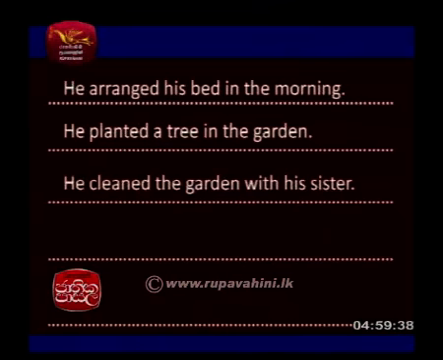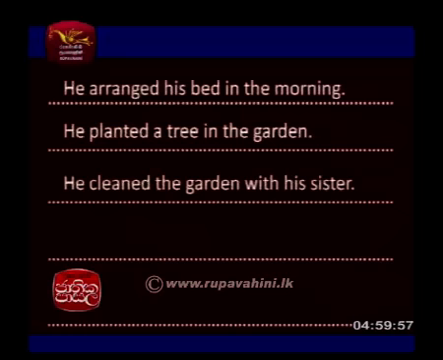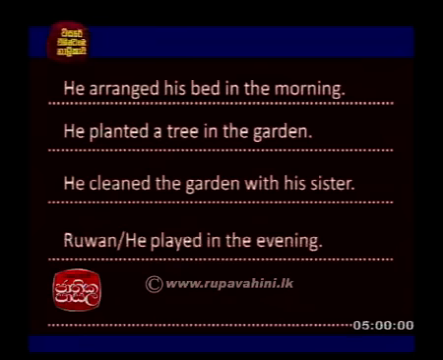So the next picture gives the two words play and evening. So we have to make a sentence using these two words. Yes, Tiranya? He played in the evening. Yes, you can say he played in the evening, or else you can straight away use the name: Ruan played in the evening. Or, because we have used Ruan before, you can just write he played in the evening.